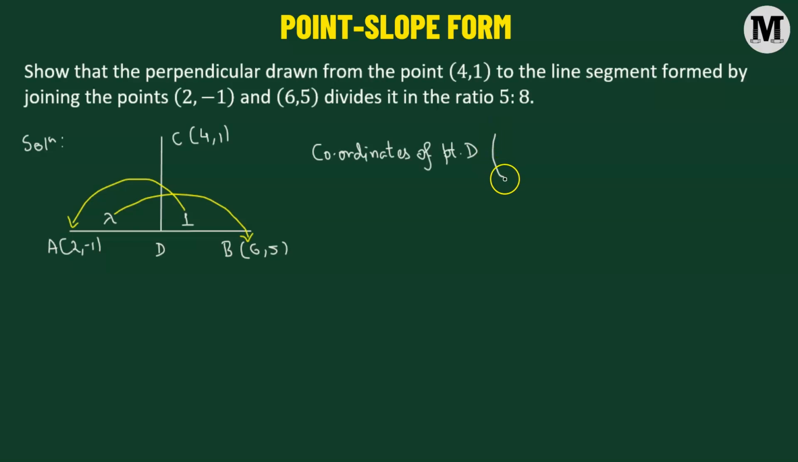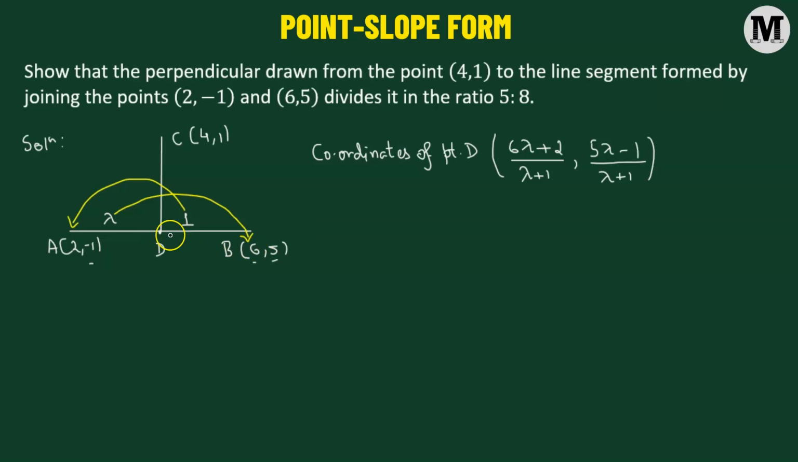To find the x coordinate, we'll take lambda and multiply it with the x coordinate of B. So that's going to be 6 times lambda. Then add it to 1 times the x coordinate of A, so that's positive 2. We have (6 lambda + 2) divided by the sum of the ratios, so that's (lambda + 1). And then to find the y coordinate, we'll take lambda and multiply it with the y coordinate of B to get 5 lambda, and then add it to 1 times the y coordinate of A, so that's -1. So we have (5 lambda - 1) divided by (lambda + 1). So this is going to be the coordinates of point D.